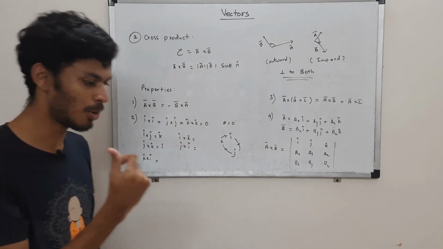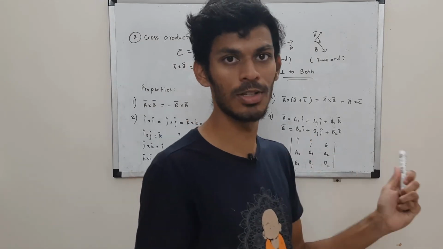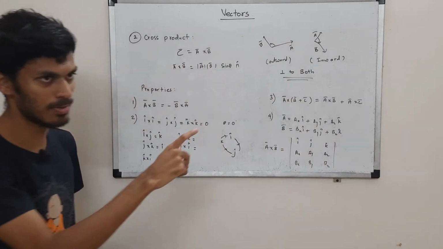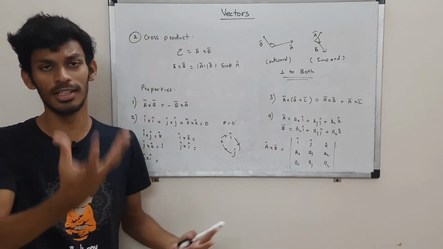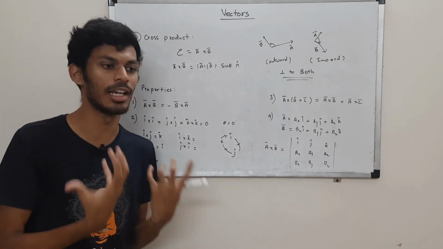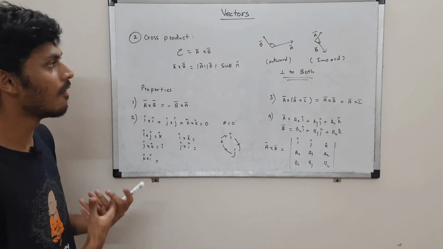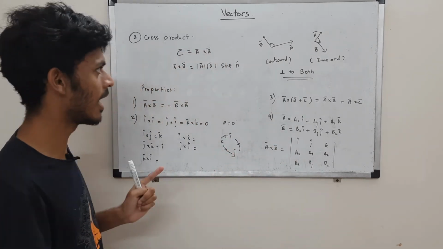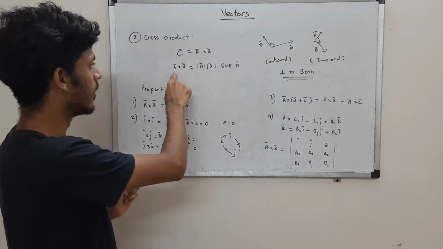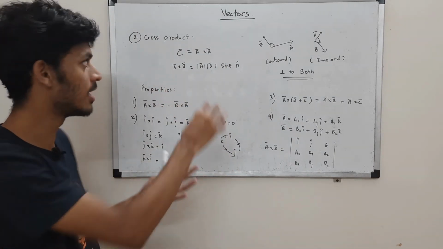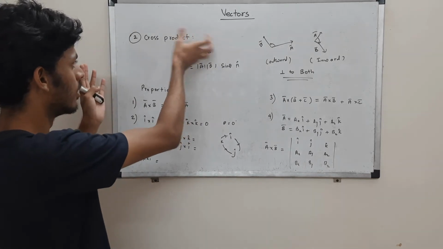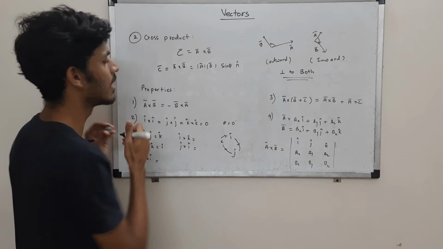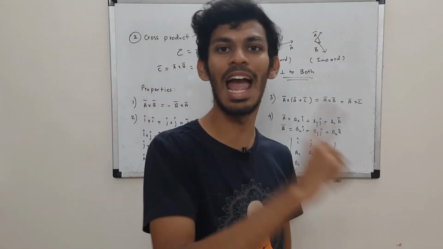One important fact to remember about the cross product is that the resultant vector A cross B that you obtain after taking the cross product of two vectors will be perpendicular to both the vectors, both A and B. So suppose A cross B is equal to C. Then this vector C will be perpendicular to both A and B.